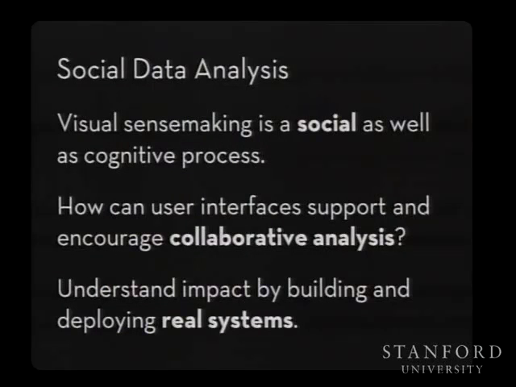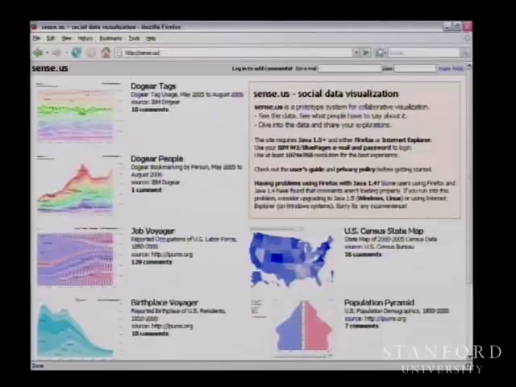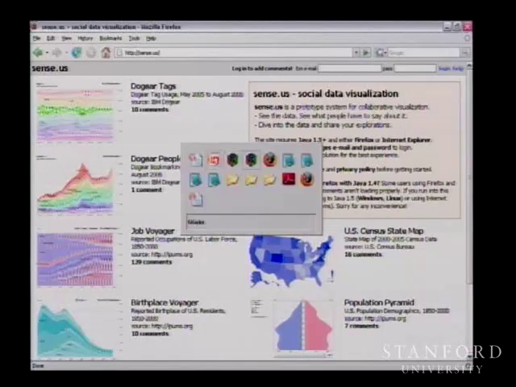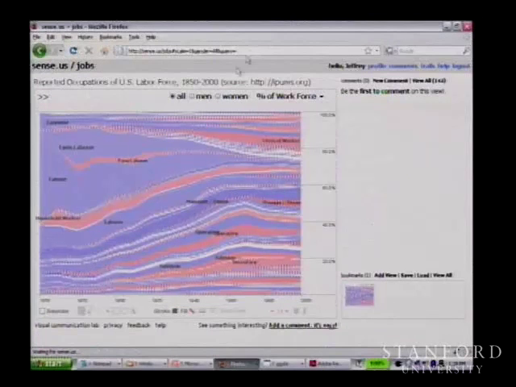And so I'll give you an example of one system we built. This was a collaboration between myself and Martin Wattenberg and Fernanda Viegas at IBM. It was a system called Census. And what we did was we took 150 years of United States Census data and then tied that to interactive visualizations that were designed to support new types of collaboration around data. And so here's an example of one of those visualizations.